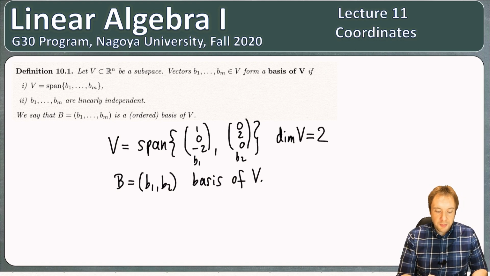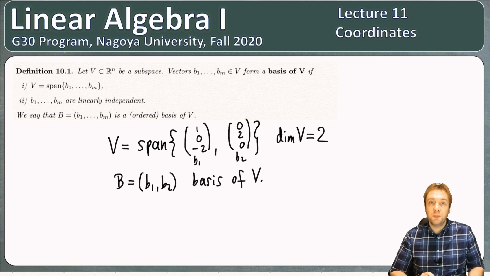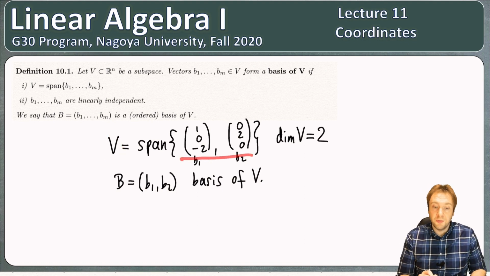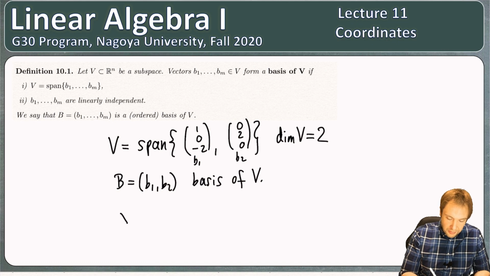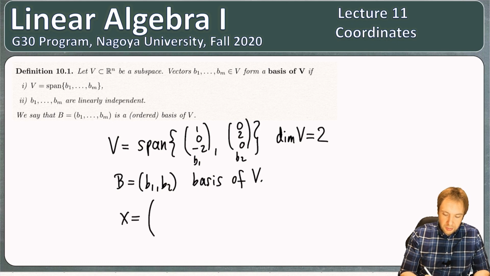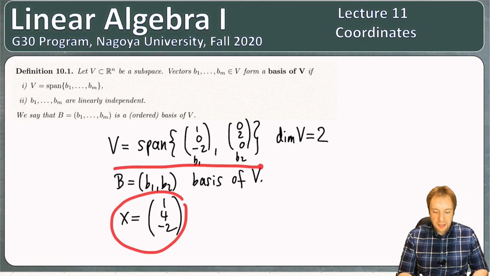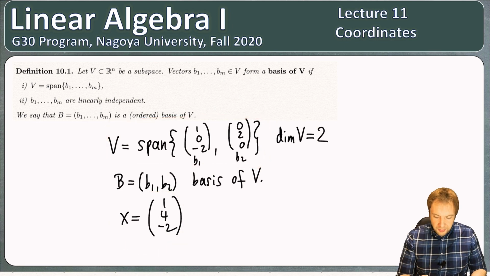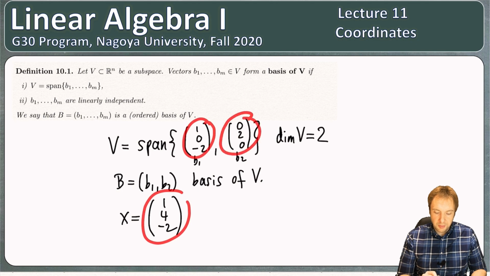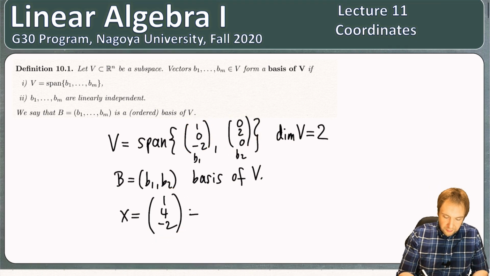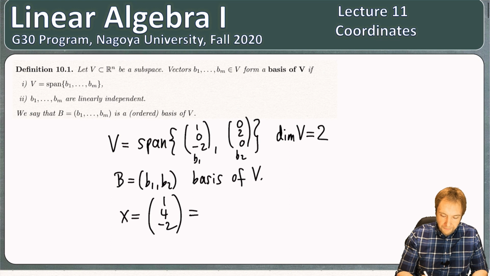So the elements in this subspace, so the elements in this plane, are all linear combinations of these two vectors. So for example, let's take the vector (1, 4, -2). You can ask yourself, is this vector an element in this subspace? And the answer is yes, because this vector is 1 times this vector plus 2 times this vector. So let's write this: it's 1 times b1 plus 2 times b2.